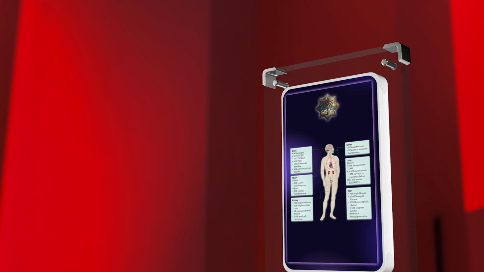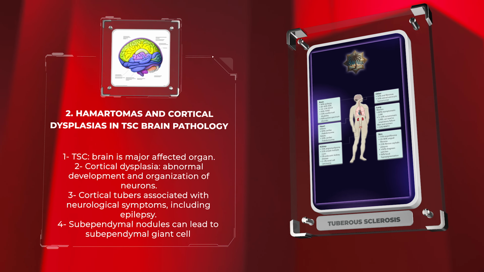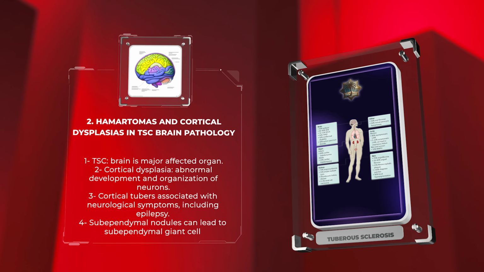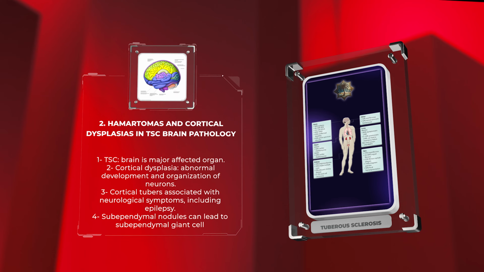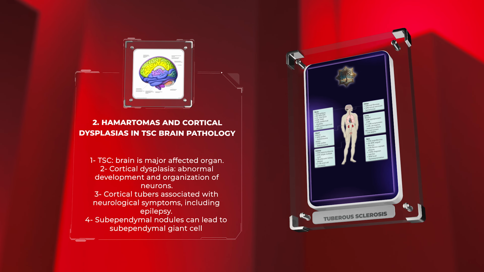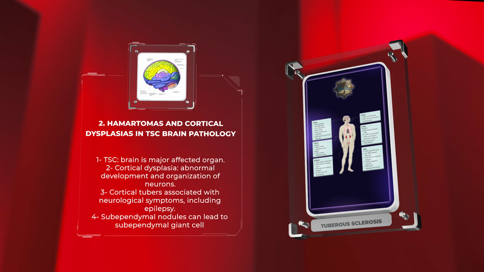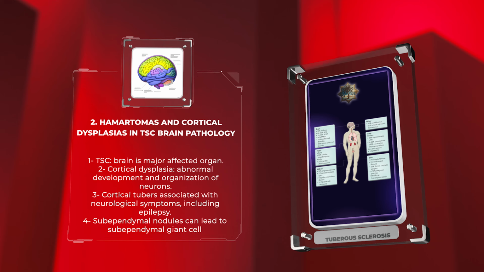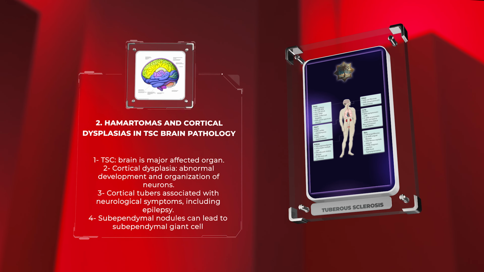In TSC, the brain is one of the major organs affected. Characteristic findings include cortical dysplasia, which refers to abnormal development and organization of neurons in the cerebral cortex. These dysplastic neurons form cortical tubers, which are associated with a range of neurological symptoms, including epilepsy. Additionally, the presence of subependymal nodules, another type of hamartoma, along the ventricular walls can lead to the development of subependymal giant cell astrocytomas, SAGAs.